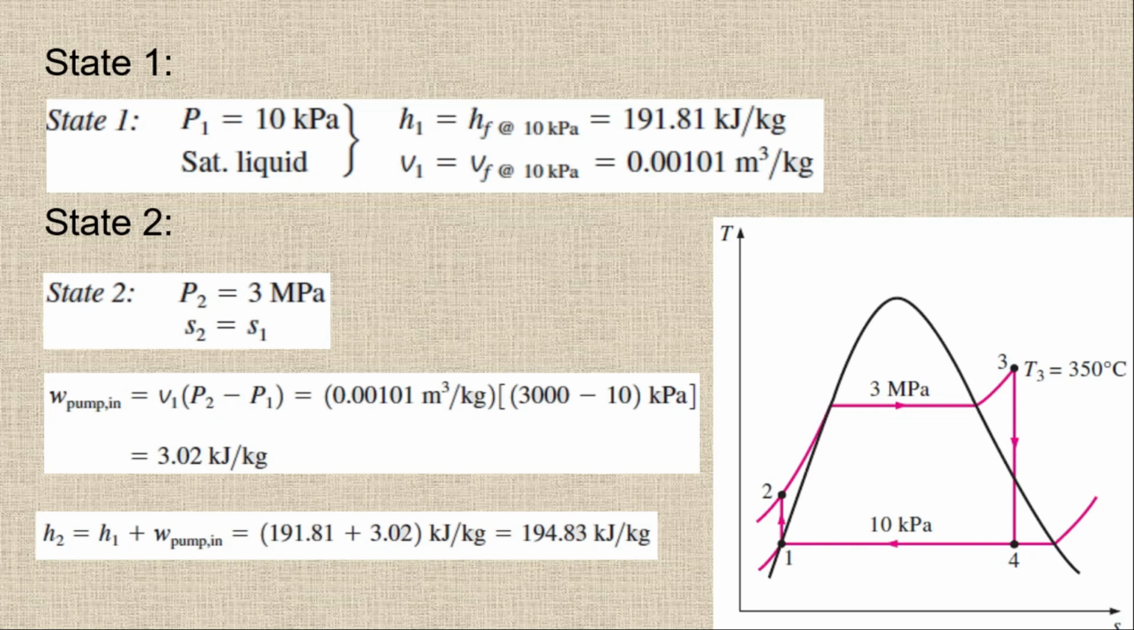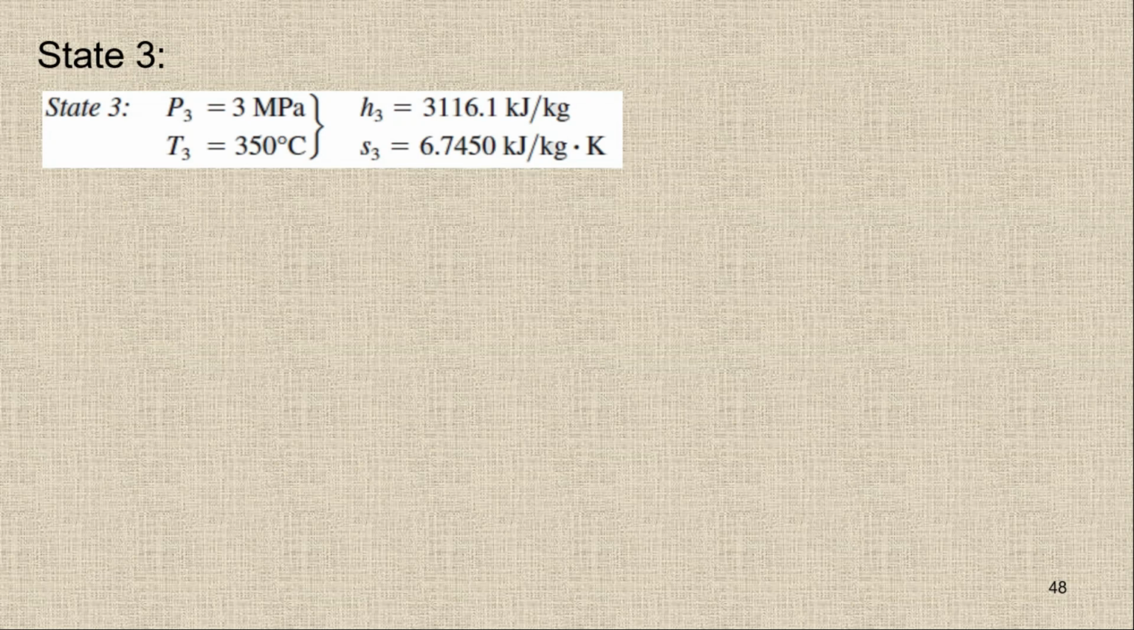So we know what H1 is, we know what H2 is. Now, for point number 3, or state number 3, we have 3 megapascal and a temperature of 350 degrees Celsius. So we can easily check state number 3. We will get H3, which is equal to 3116.1, and S3, which is 6.7450 kilojoule per kilogram Kelvin. This is state number 3 from the superheated table, which is table A6.